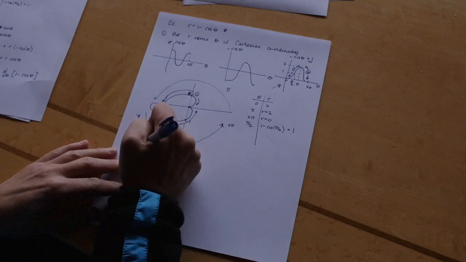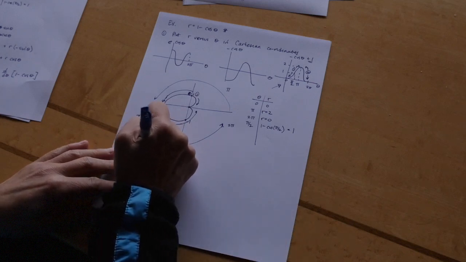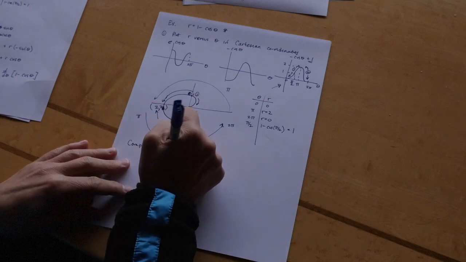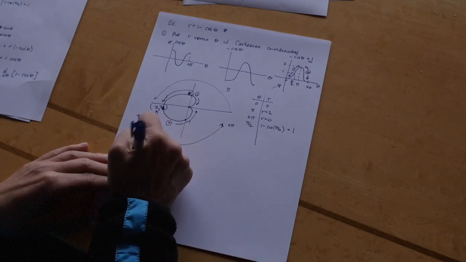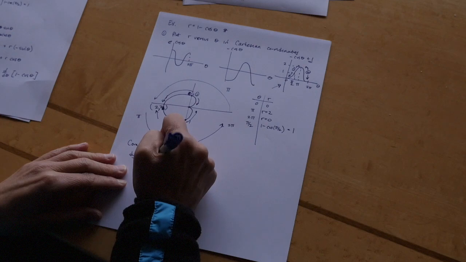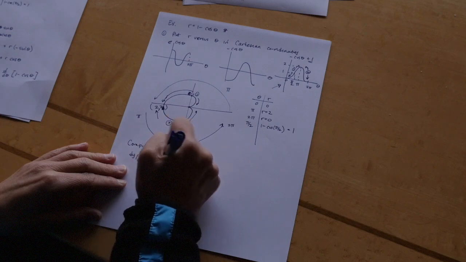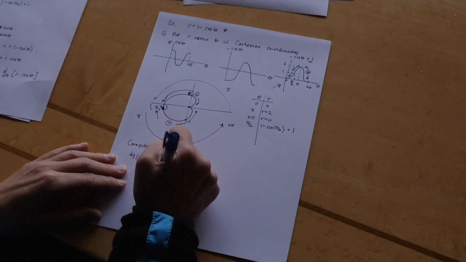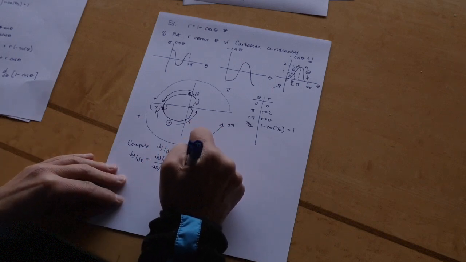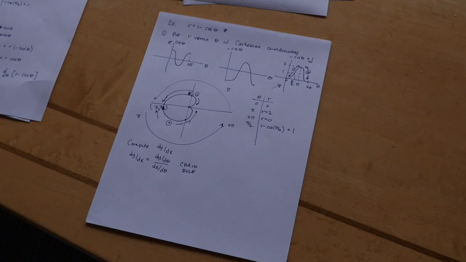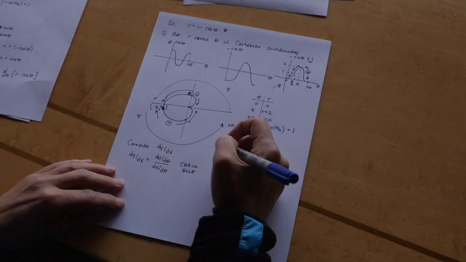Now we're going to compute dy by dx. Like always, dy by dx is dy by d theta divided by dx by d theta. That is the chain rule. Please try, as best you can, to tie these things together, and it makes it much, much easier to handle this stuff.